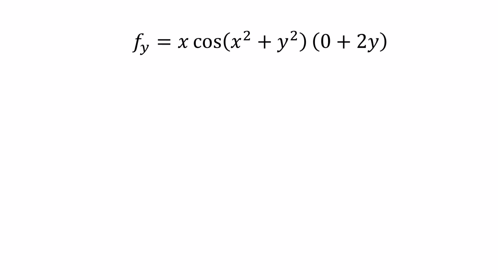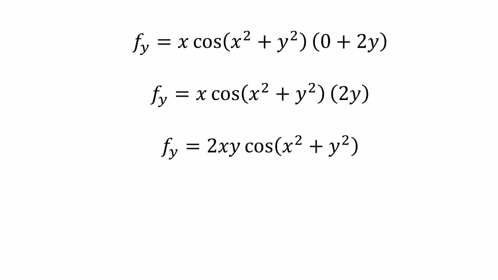Adding, we obtain f sub y equals x cosine of x squared plus y squared times 2y. Multiplying, we arrive at a final answer of f sub y equals 2xy cosine of x squared plus y squared.